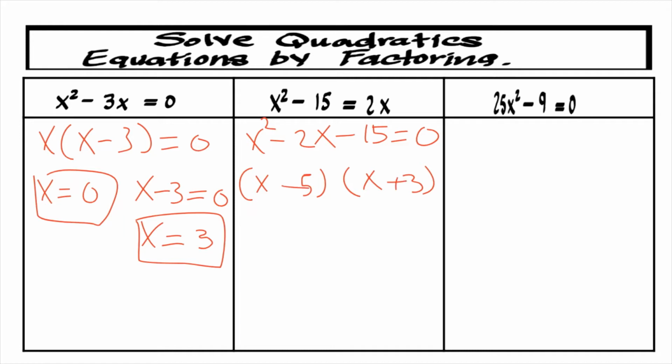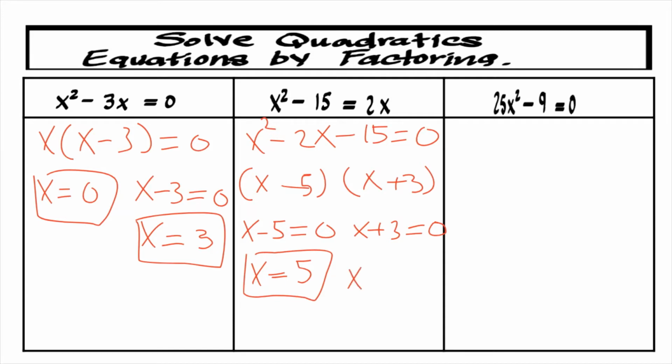So I factor that to be x minus 5 and x plus 3. The factors of 15, that's going to give me 5 and 3. The 2 is negative, so therefore my larger number has to be negative. So I get negative 5. Now I set each quantity equal to 0. Solve for x. So in the first one, x is going to be 5. And the second one, x is going to be negative 3.